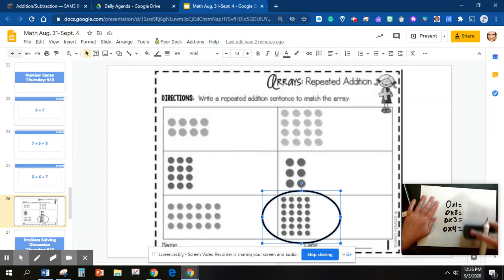But what if we change that to a 1? We have 1 group of 1. That means we only have 1. If we have 1 group of 2, that means we have 2. If we have 1 group of 3, we have 3. Anything times 1 is that number.